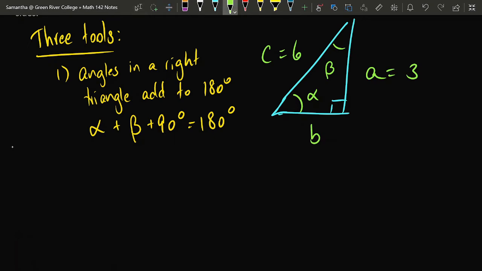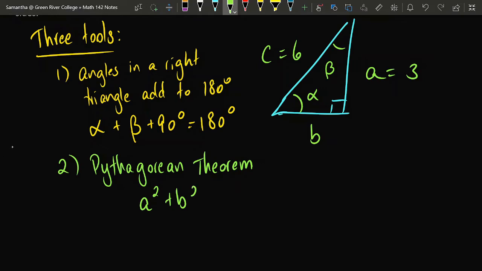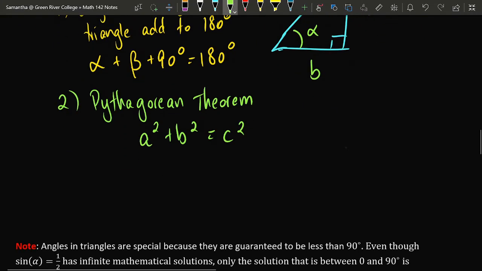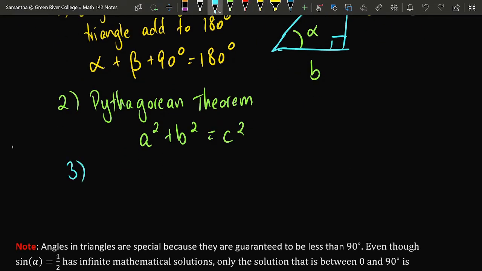The second tool that we're going to use is the good old-fashioned Pythagorean theorem, which says that a squared plus b squared is the same thing as the hypotenuse squared. And the third tool at our disposal is the SOHCAHTOA formulas.